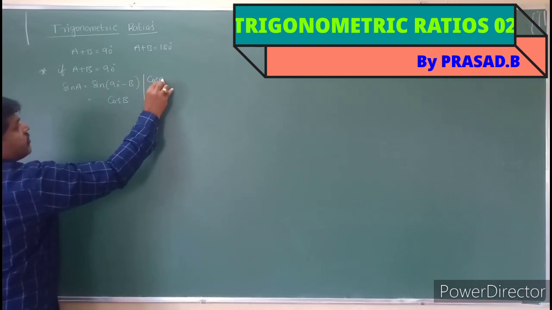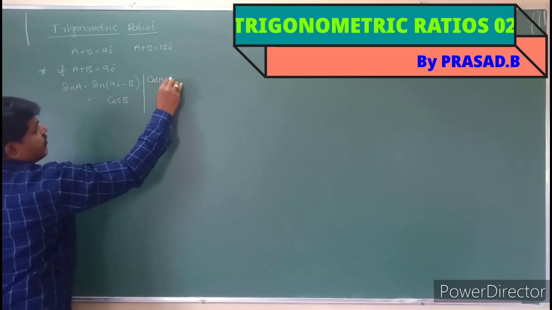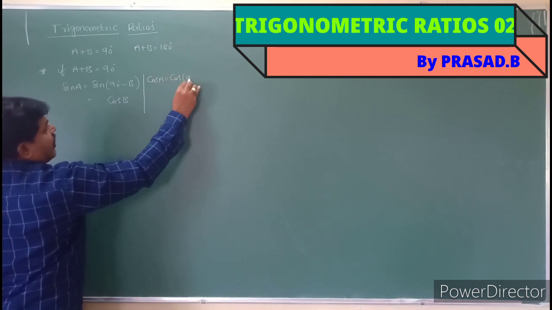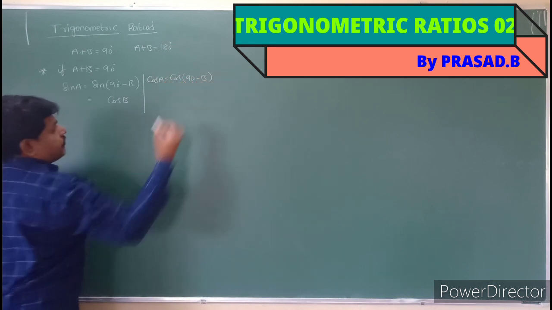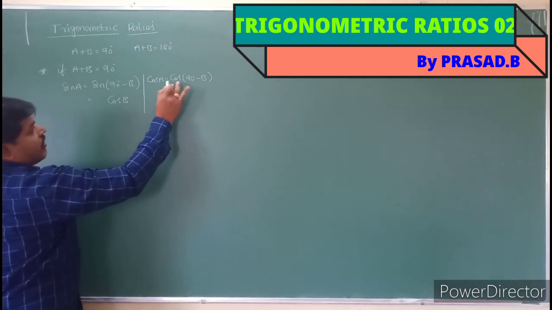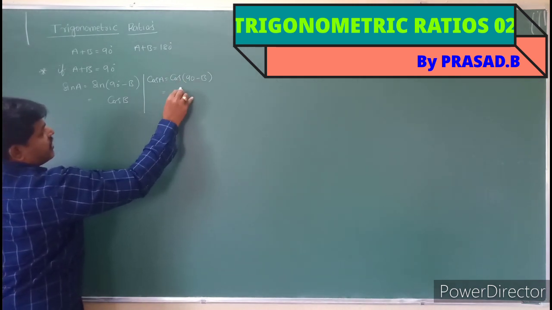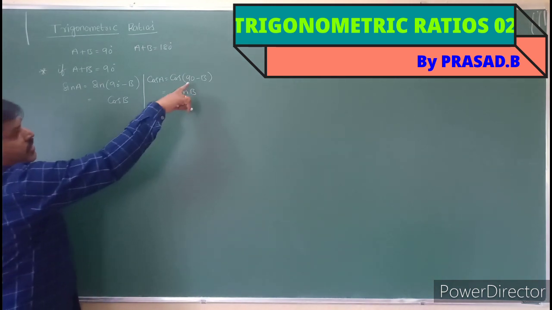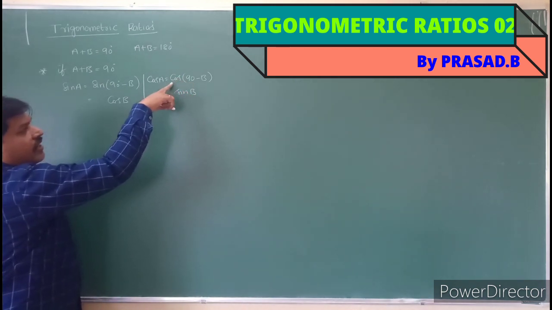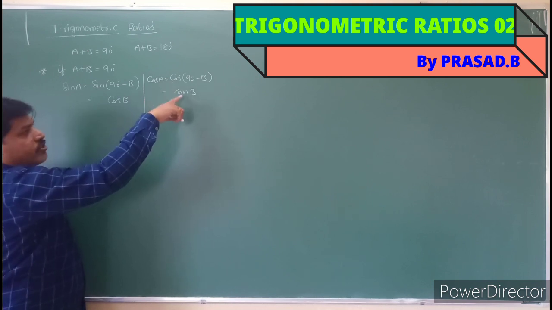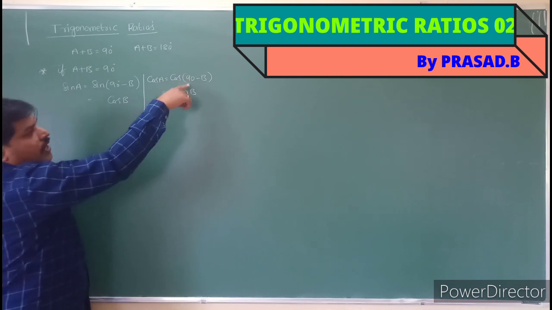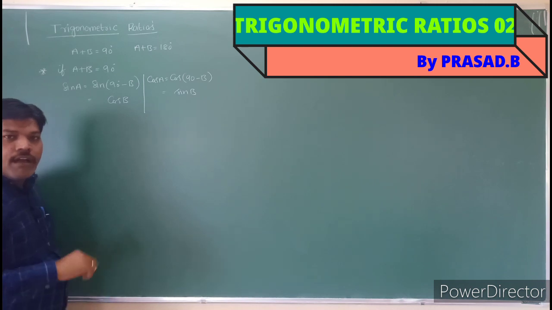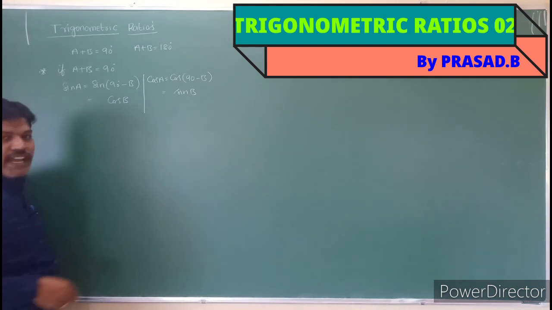Similarly, what is cos A? Cos A is nothing but cos of 90 minus B. So cos 90 minus theta is nothing but sin theta, that is sin B. Why? Because if 90 is there, take the co-ratio. The co-ratio of cos is sin. So 90 minus theta is in the first quadrant, all are positive, so you will get sin B.